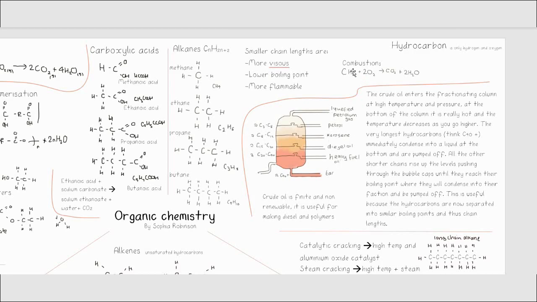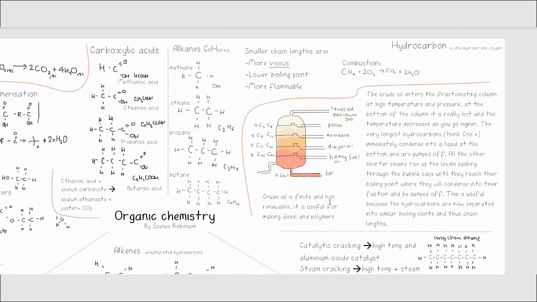Complete combustion of any hydrocarbon in oxygen produces carbon dioxide and water in a process where the carbon and hydrogen are both oxidized, lost electrons to bond with oxygen. An important exam skill to have is balancing equations, so maybe brush up on this when you revise this topic.